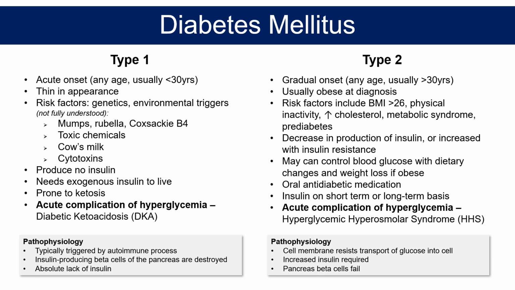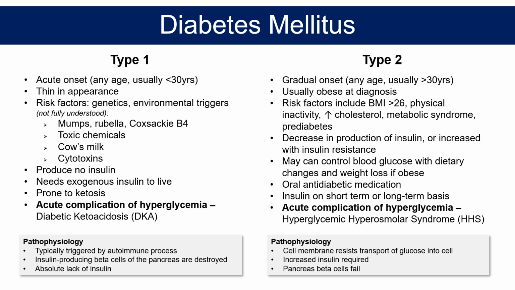So unlike type 1, this is a gradual onset. It doesn't happen overnight, and you can be also diagnosed at any age, but usually it's going to be over the age of 30. These patients are typically obese at diagnosis, and they're going to have risk factors. Okay, so unlike type 1, that's autoimmune. Type 2, you have lots of risk factors. So BMI above 26, sedentary lifestyle, high cholesterol, metabolic syndrome, which we will talk about on the next slide, or prediabetes.